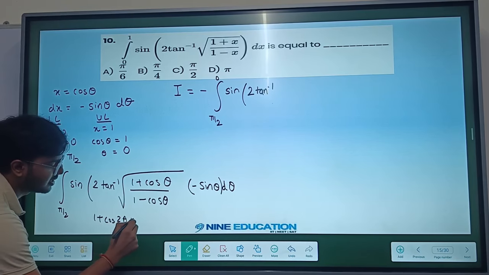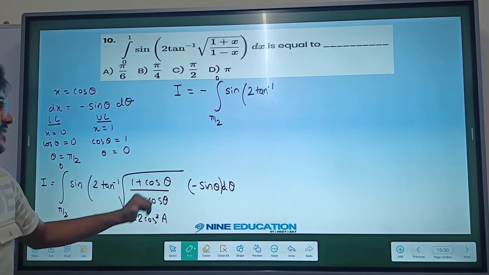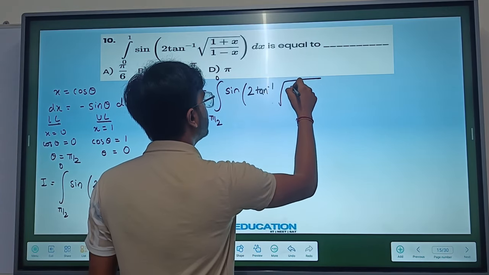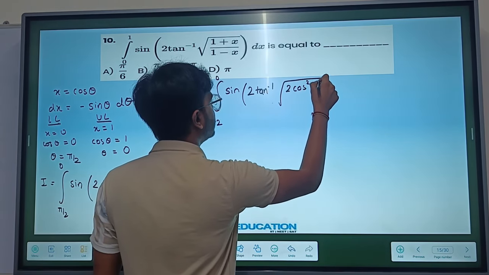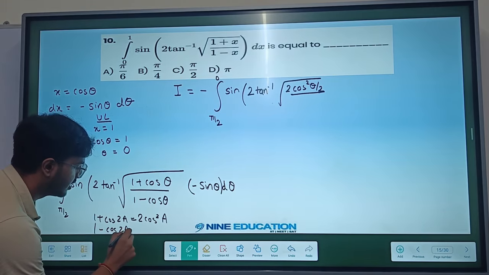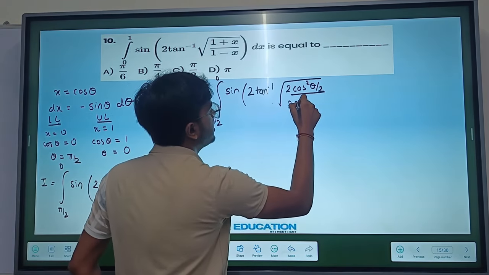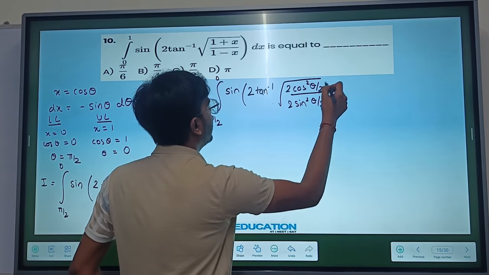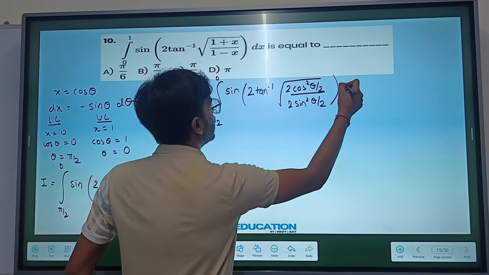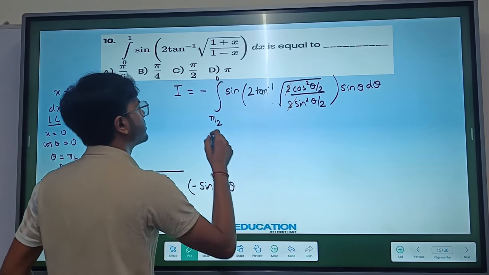1 plus cos 2a is 2 cos square a. Instead of 2a, theta is there, so it will be under root 2 cos square theta by 2. And here I can use another formula. 1 minus cos 2a is 2 sin square a. So this will be 2 sin square theta by 2 into sin theta d theta. So 2 and 2 cancel.